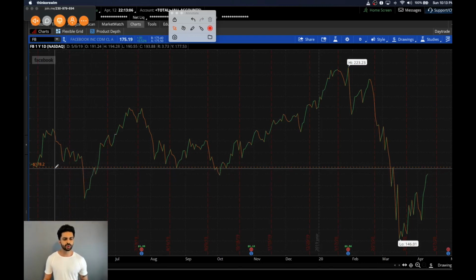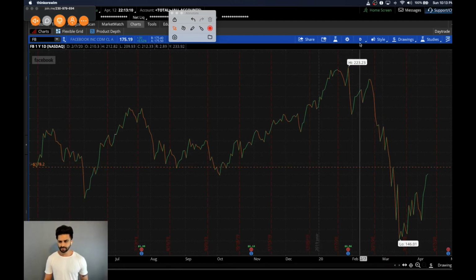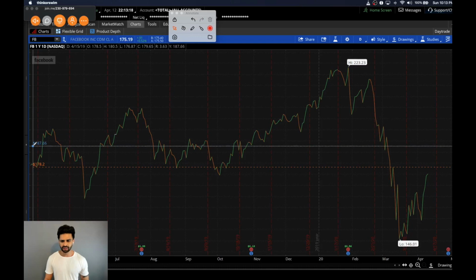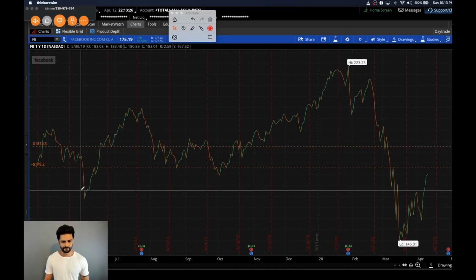Another thing is you want to give it a particular color. When we are doing daily levels, I'm going to use orange. Okay. Then another mark is right here. This is pretty obvious, right? We can see 1, 2, 3, 4. So multiple times that it has been tested.